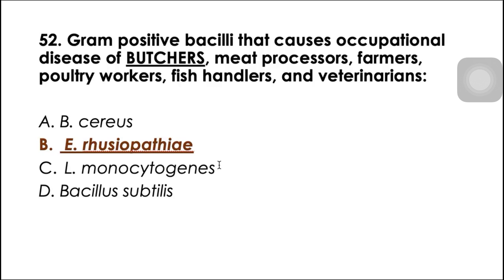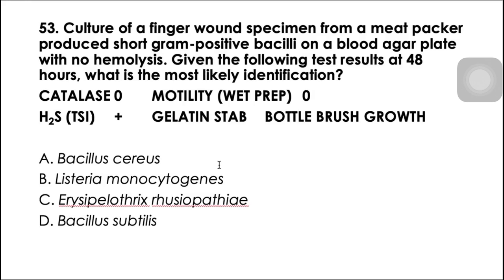Okay? One of the ways for us to differentiate Streptococcus from Listeria is through catalase, because Streptococcus are catalase negative, Listeria is catalase positive. Okay? Next po tayo. So again, Butcher's disease, H2S positive, cause of erysipeloid, we have Erysipelothrix rhusiopathiae.